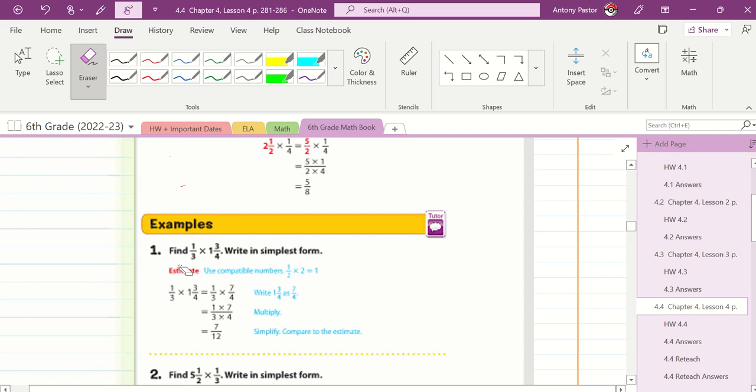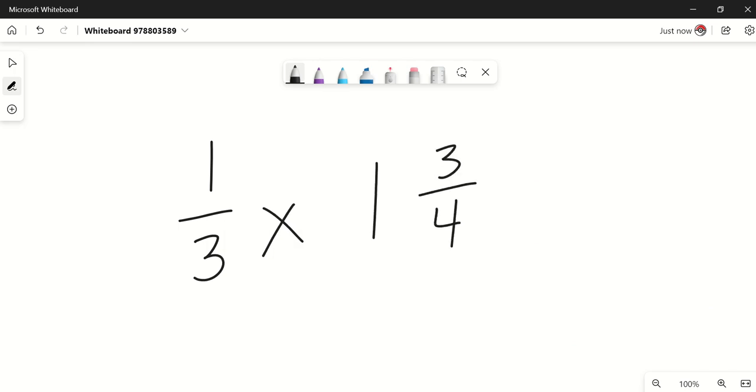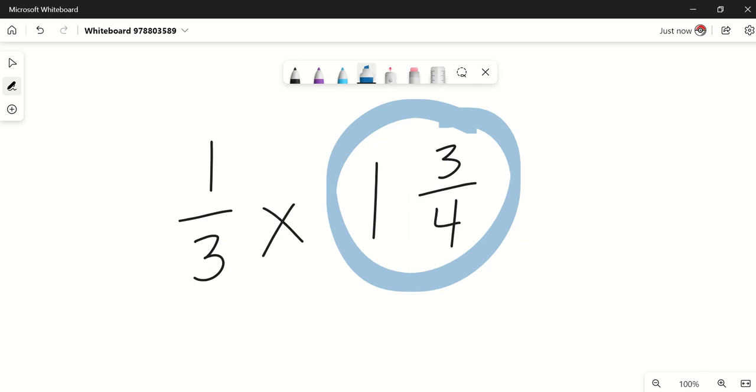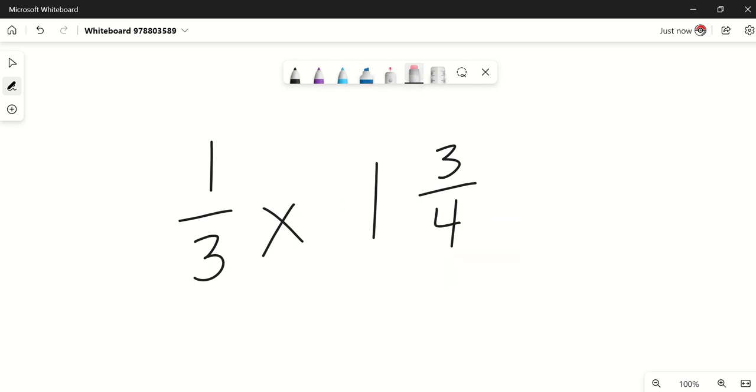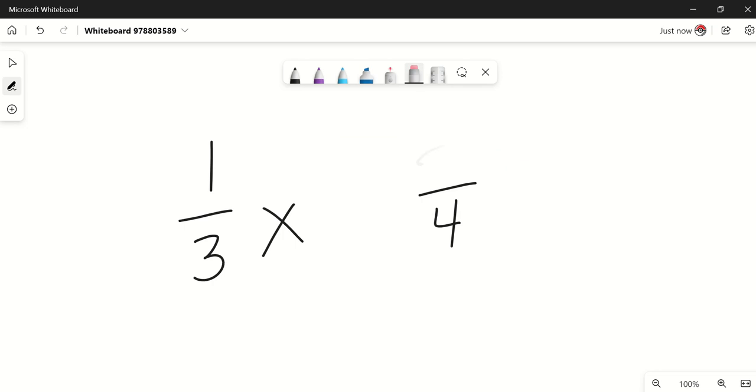Example 1. Find 1/3 times 1 3/4. Our first step here is to convert this mixed number into an improper fraction. We need to do whole number times denominator. 1 times 4 will be 4. And add it to our numerator, which is 3. So 4 plus 3 will be 7. This will become 7/4. I'm going to go ahead and also look at numbers across from each other to see if there's any cross simplification.